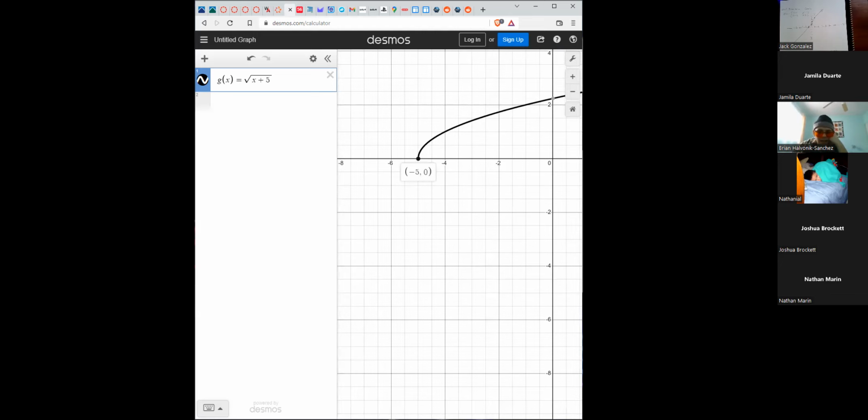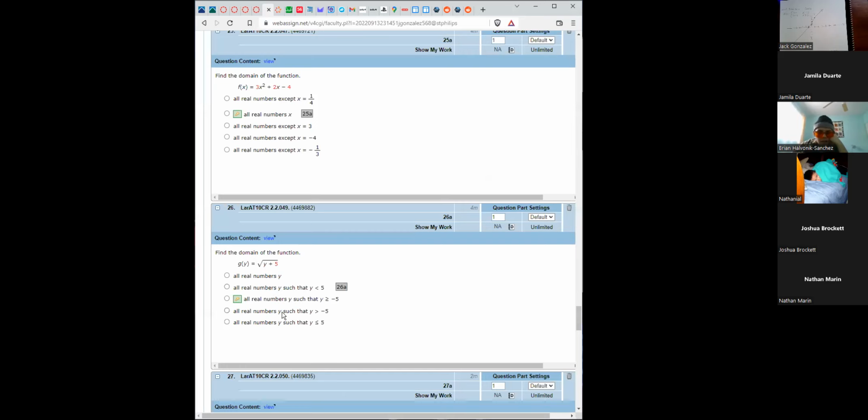So using interval notation, you would say, oh, okay, that starts here, goes on till infinity. So that would be the answer for your domain in interval notation. Anyway, does that make sense? Yeah, they just put it in plain English.